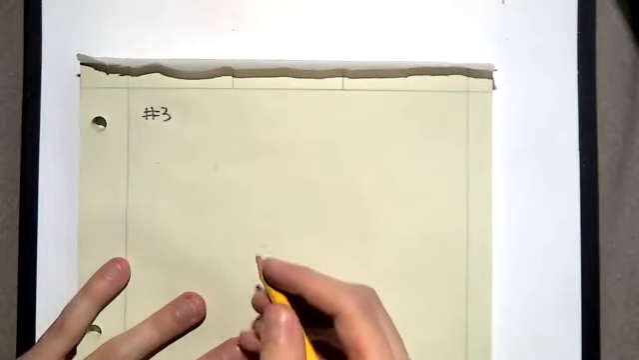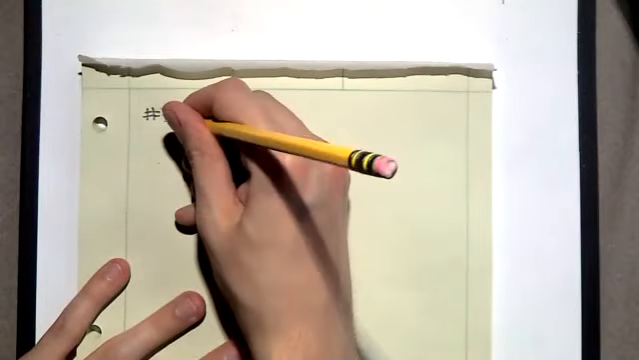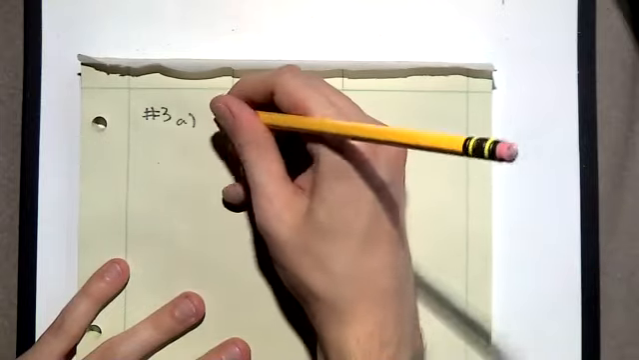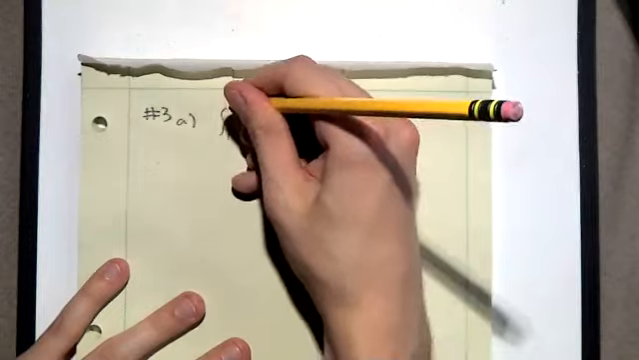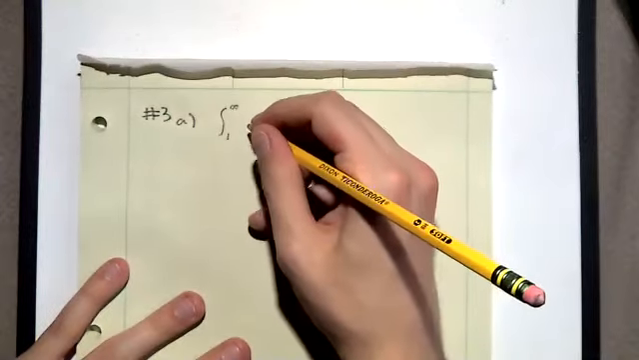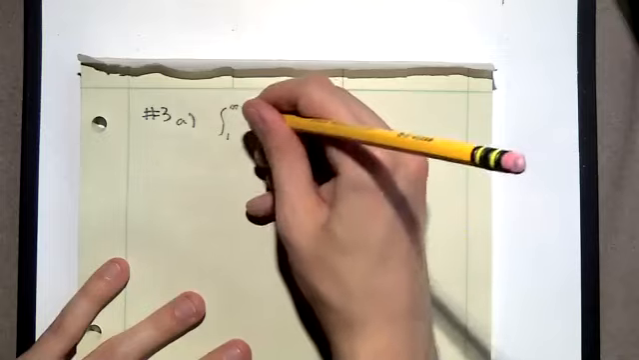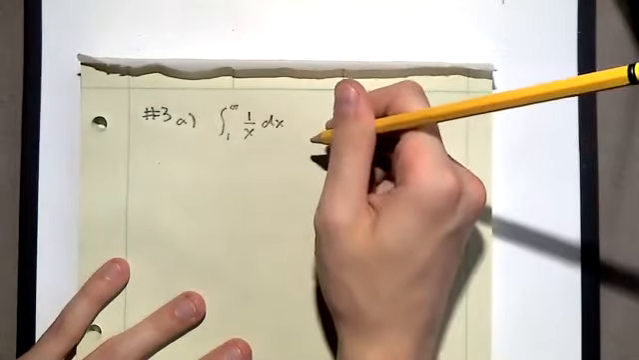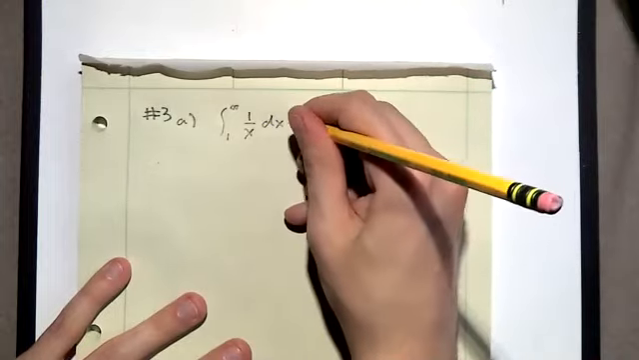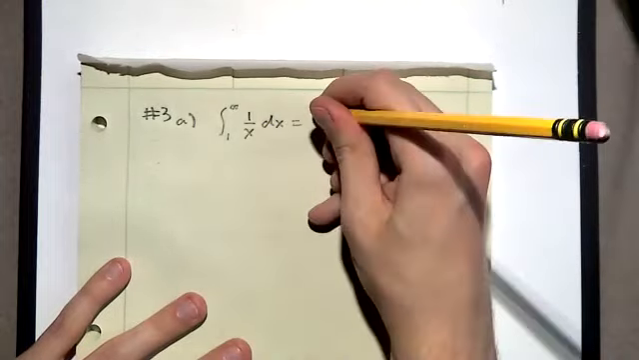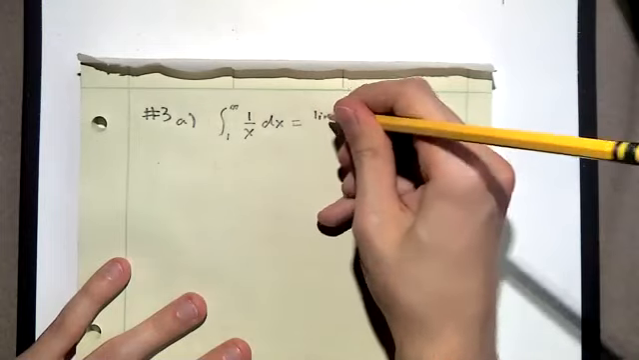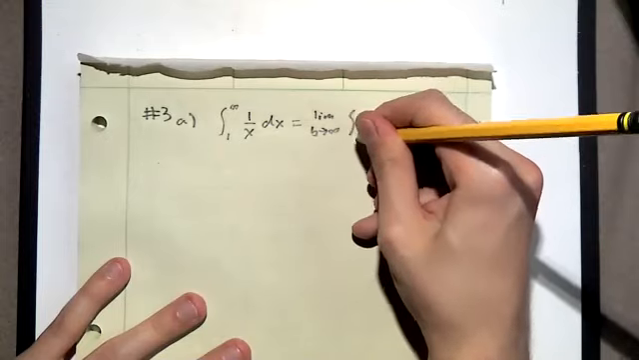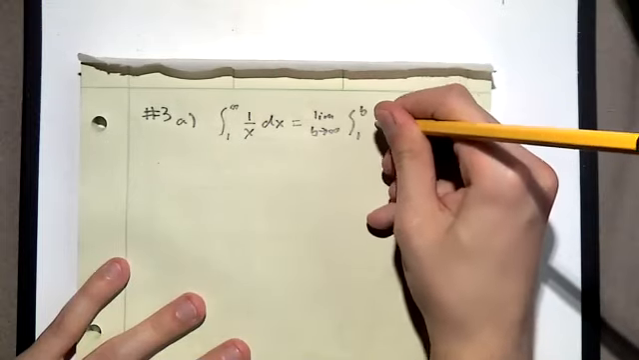All right, so number 3, we start going into improper integrals. So the A part is the integral from 1 to infinity of 1 over x dx. So what we do immediately is we set this up as a limit. So we have the limit as b approaches infinity for the integral 1 to b of 1 over x.